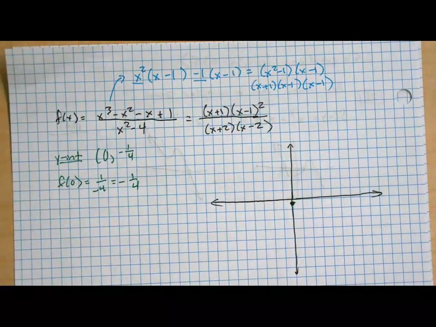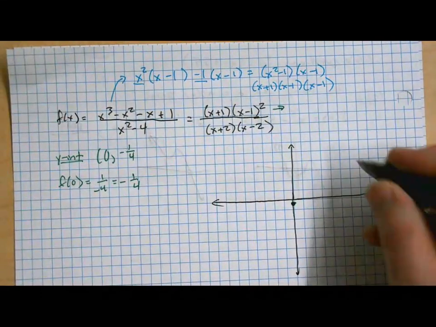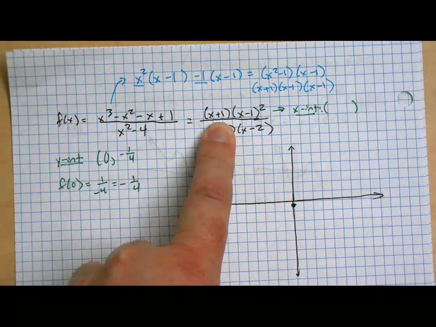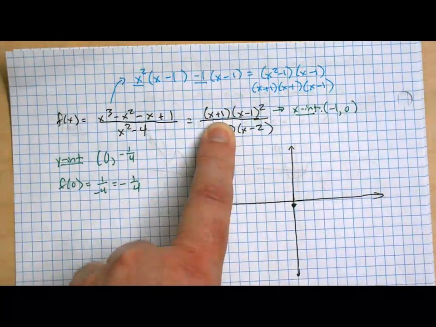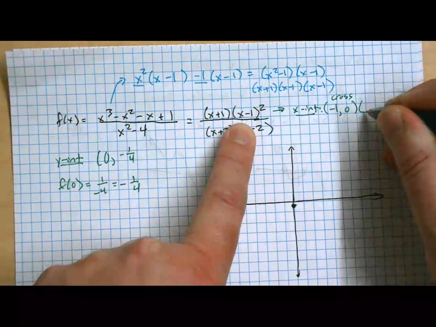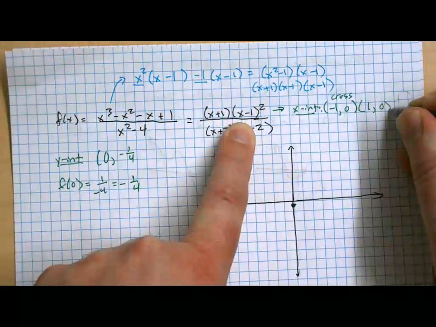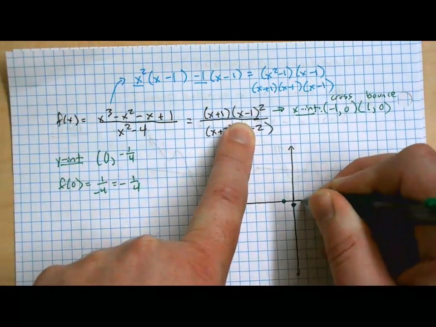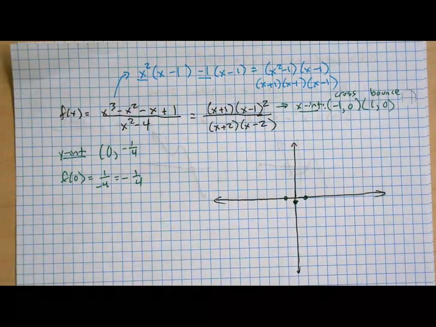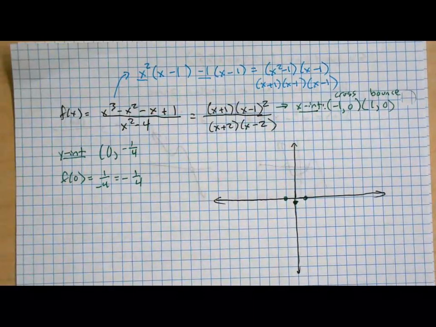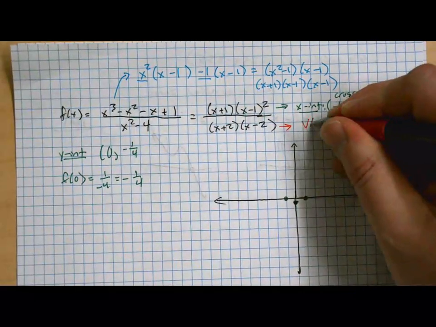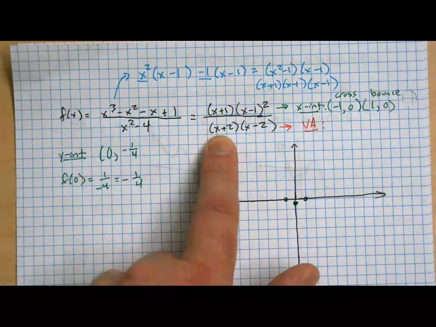How about x-intercepts? Those are going to come from our numerator. That x plus 1 is going to give us negative 1 comma 0, and that'll be a cross. And this one's a double. It's going to be 1 comma 0, so we should be bouncing there. Denominator gives us vertical asymptotes. X equals negative 2 and x equals 2.